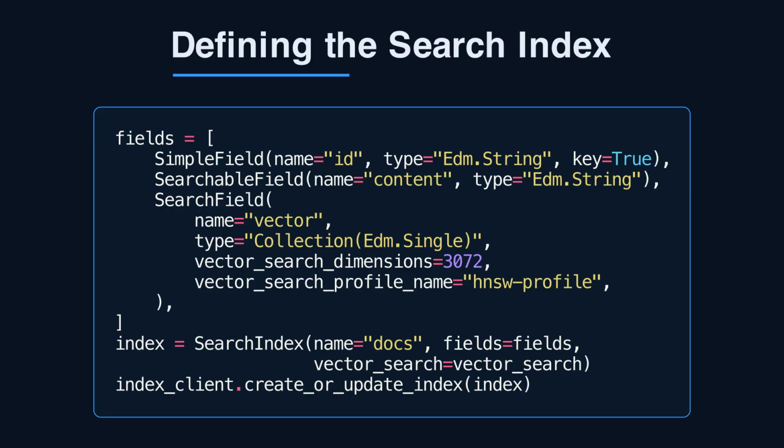My recommendation: enable hybrid search so you get both keyword and vector matching, plus semantic ranking on top. That combination consistently beats pure vector search on recall.